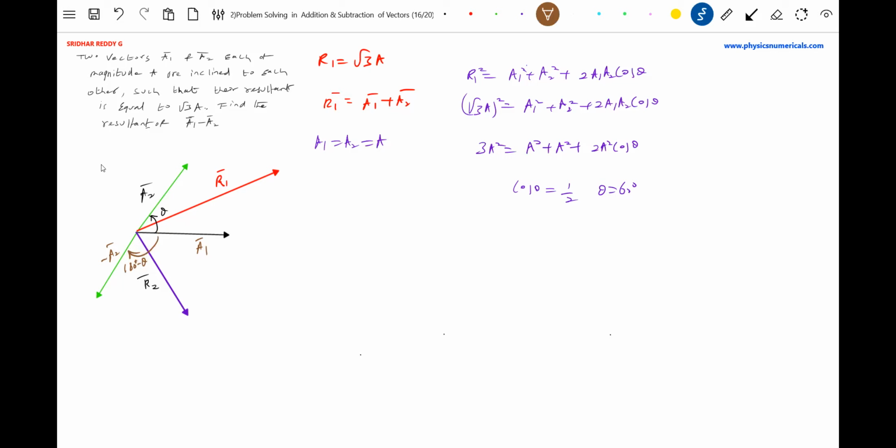So then the equation for R2 bar will be R2 square is equal to A1 square plus A2 square plus 2A1 A2 cos of 180 minus theta, as the angle is between A1 bar and minus A2 bar. This R2 is what we have to find out. This is A square plus A square plus 2A square cos of 180 minus theta, which is minus cos theta.